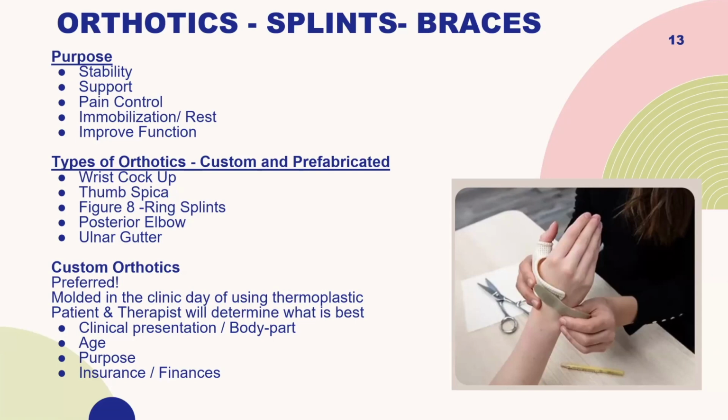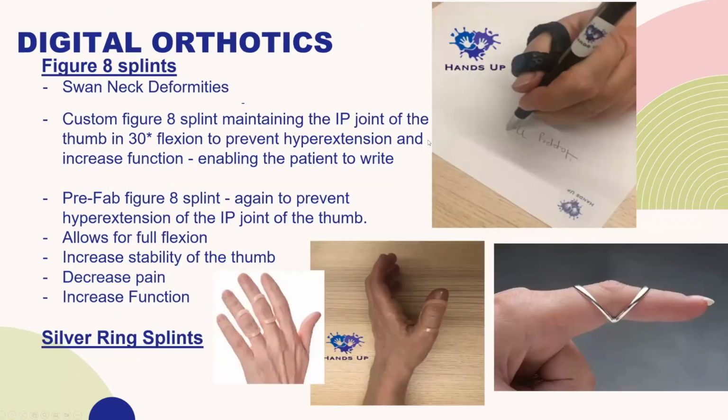And we will usually decide on what kind of splint to make, whether it's a custom or prefabricated, based on the clinical presentation of the patient, their body part, their age, the purpose of the splint, as well as, unfortunately, insurance and finances. Custom splints tend to be more expensive, so we will take that into consideration when we are discussing the plan with the patient to come up with what is most appropriate for them.